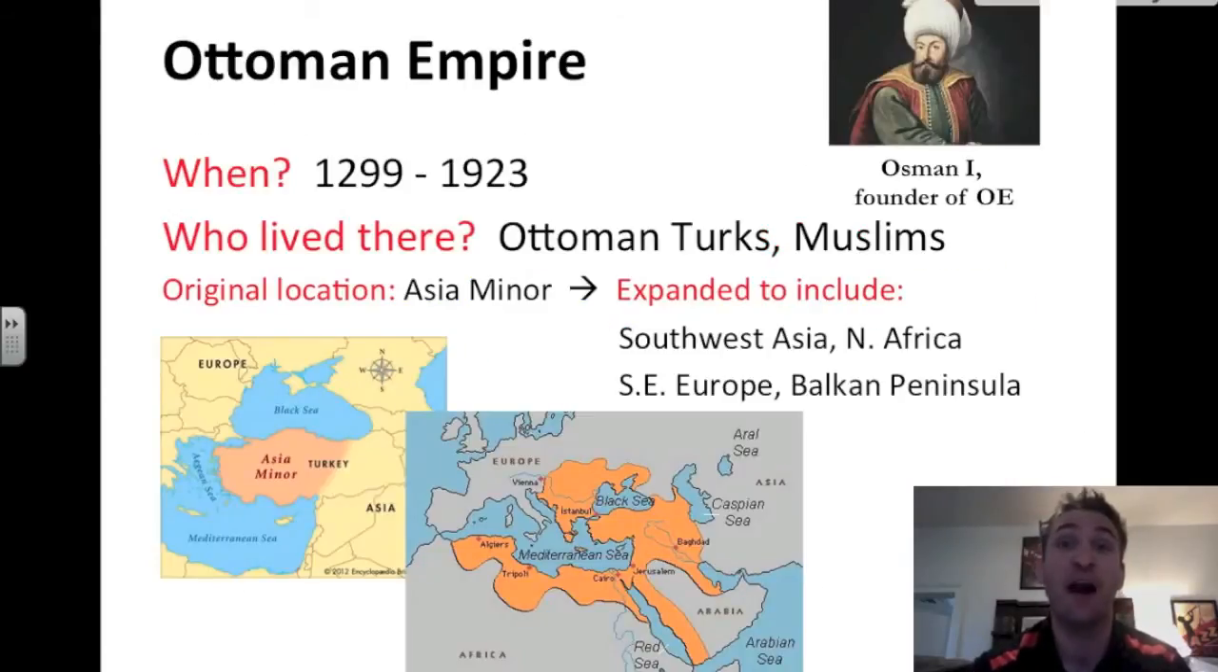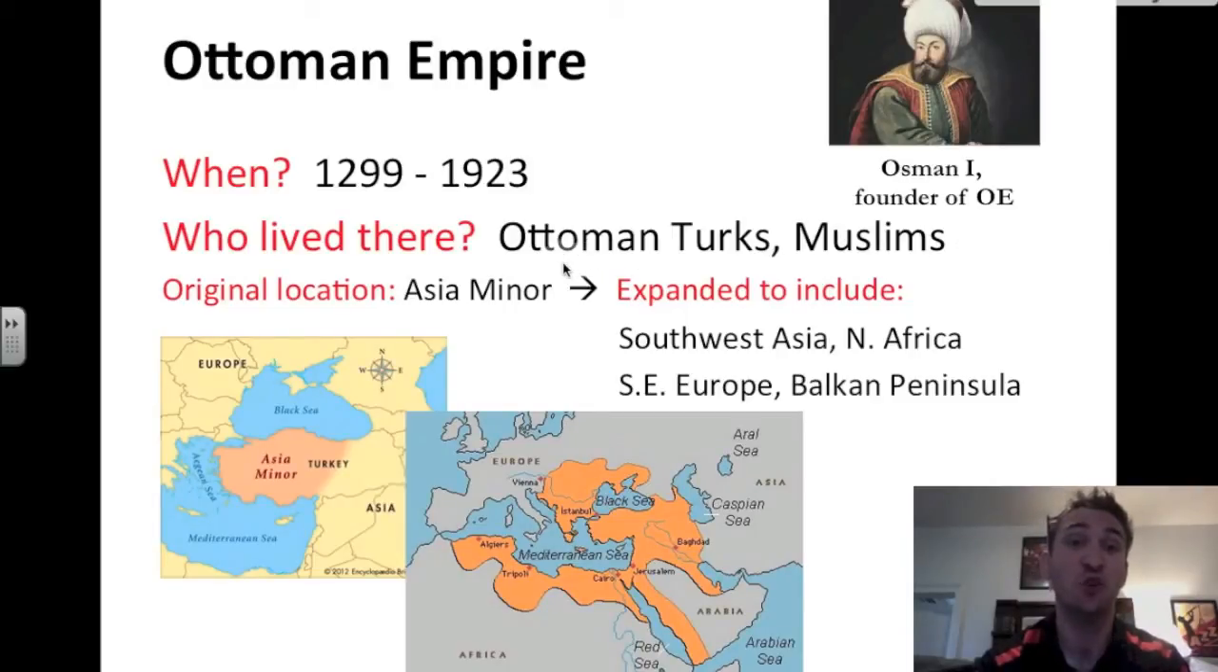And the first empire is the Ottoman Empire. When did it have its power? From 1299 to 1923. And the first leader of the Ottoman Empire is Osman I. The Ottoman Empire is actually named for Osman. And who lived in the Ottoman Empire? Ottoman Turks, who practiced the religion of Islam, making them Muslims.